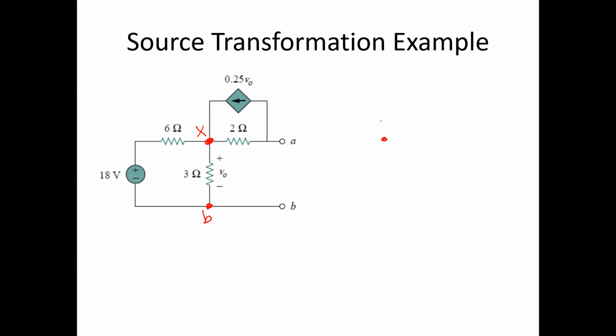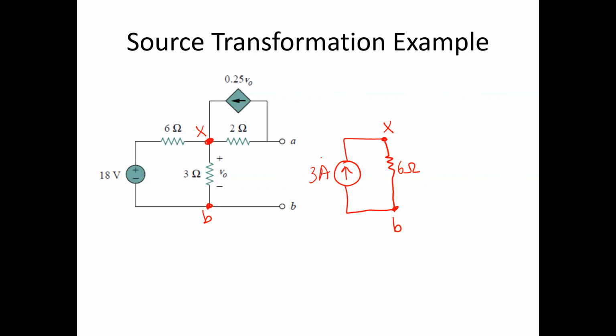So I can write over here X and B, and they will now be in parallel. So here's my parallel combination. The 6 ohms stays the same. And then I now have my source, which comes here. And it's V divided by R, so 18 divided by 6 gives us 3 amps. Here's our source transformation, we're done.